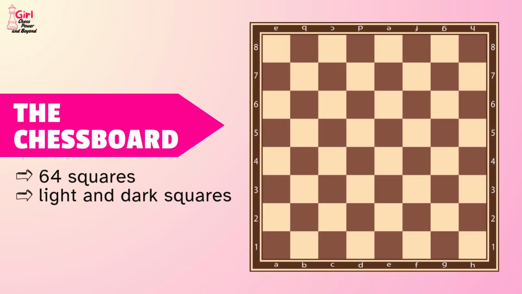Let's start with the chessboard. The chessboard has a total of 64 squares with alternating light and dark squares. What do you mean by alternating, Coach? Well, it just means that on the chessboard, we cannot see two same colored squares beside each other. It has to be an alternate. Has to be light, dark, or the other way around. Dark, light.